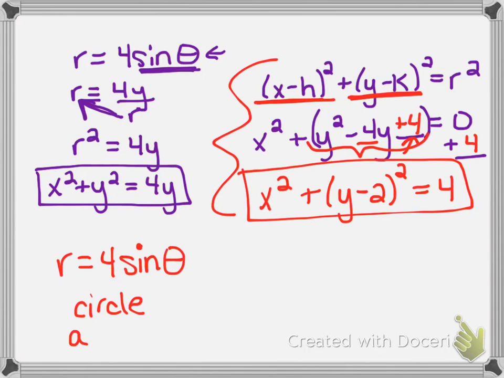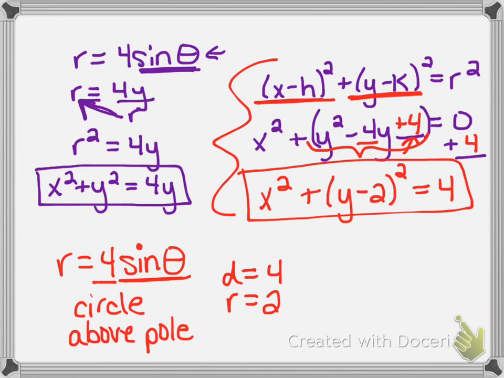It's been moved above the pole because sine would move it vertically, and because that 4 was positive, it's moving vertically in the positive direction. But the 4 is no longer your radius, the 4 is now your diameter, which makes your radius 2.